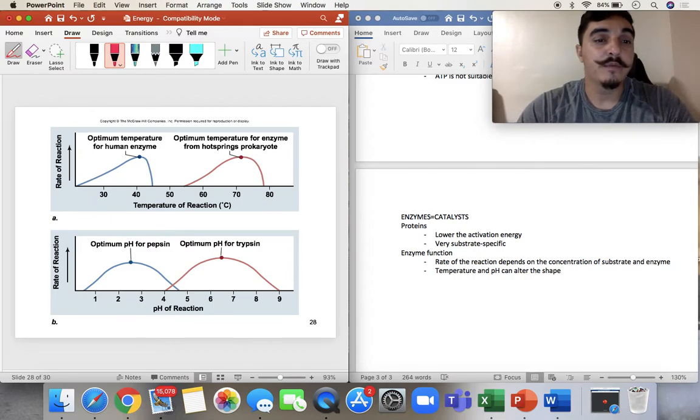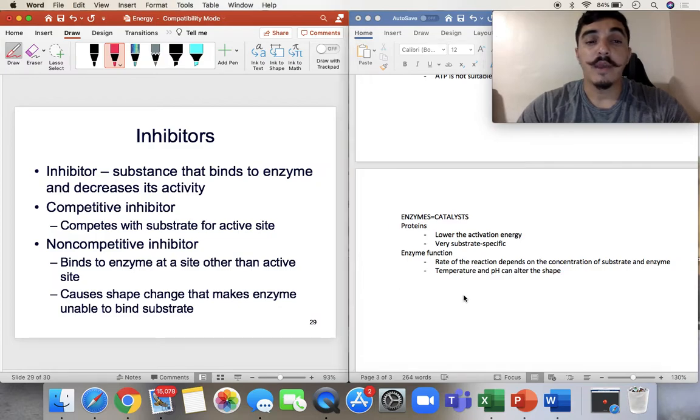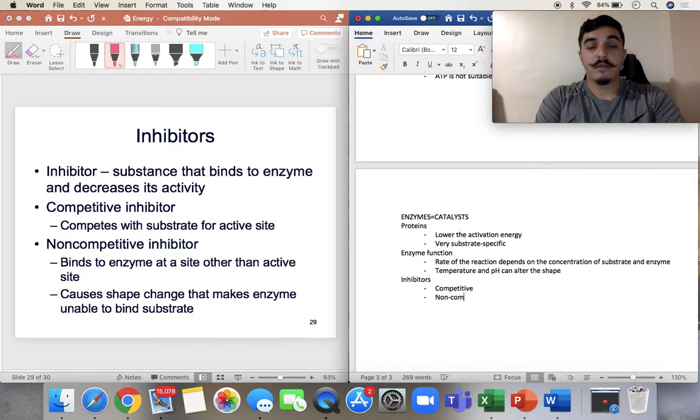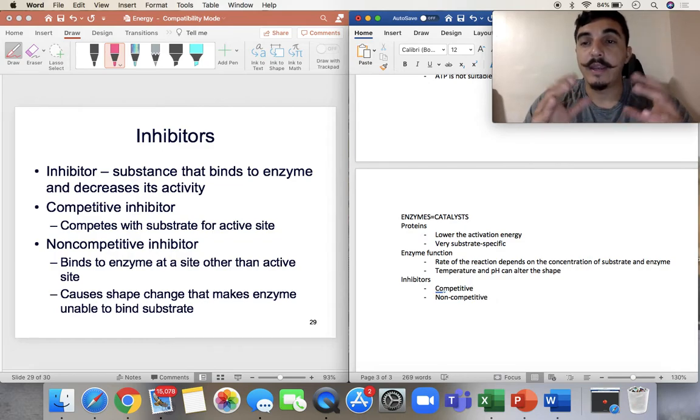And here's an example. Temperature of the reaction, the pH of the rate of reaction. So this is the optimum temperature for the human enzyme over here. The temperature changes, pH changes. You can really change the rate of the reaction itself. Okay, now to finish off, we have what's called inhibitors. So we have competitive and non-competitive. So these inhibitors inhibit or stop the reaction or the substrate from joining that enzyme and being broken down.